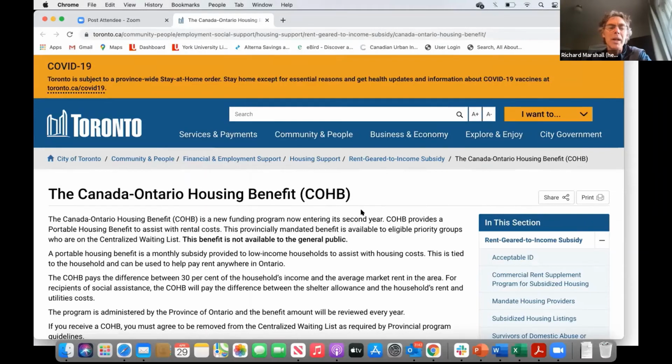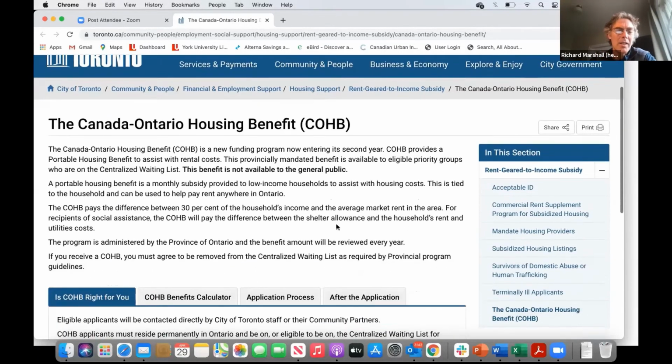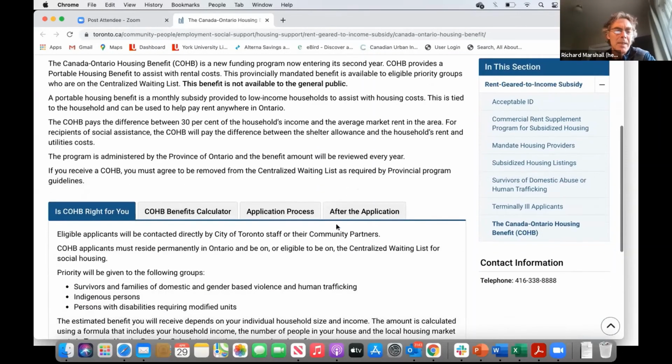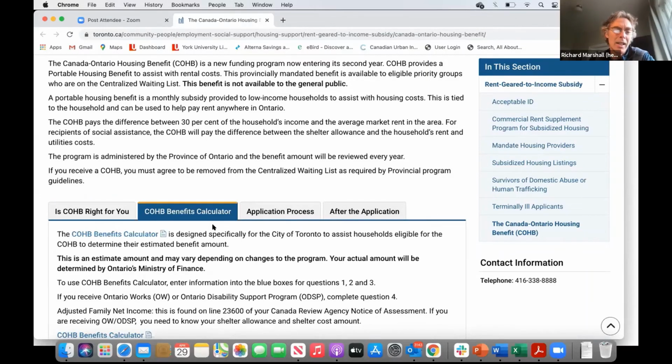Perfect. Okay, so what I've done is I've taken you to the City of Toronto's Canada Ontario Housing Benefit website. There's quite a bit of information here. The different tabs here, the application process and what goes on after the application. But what I want to show you is the benefit calculator.